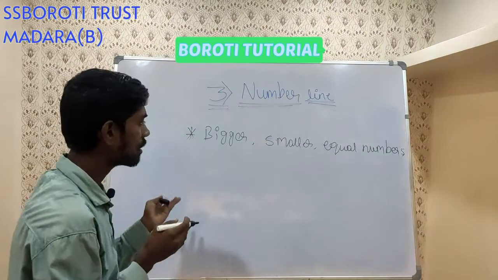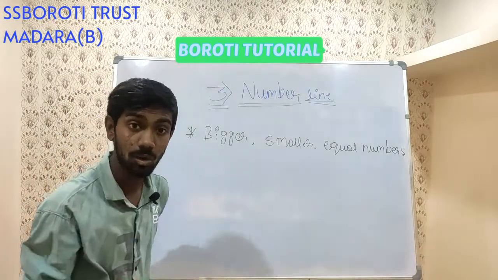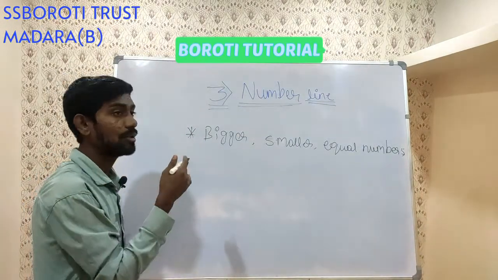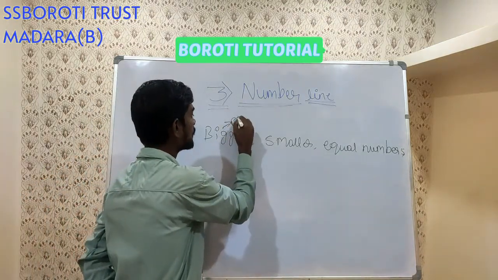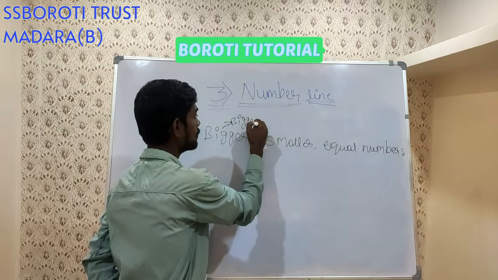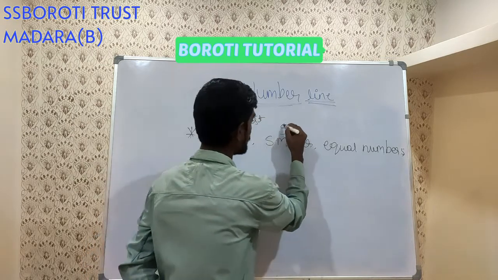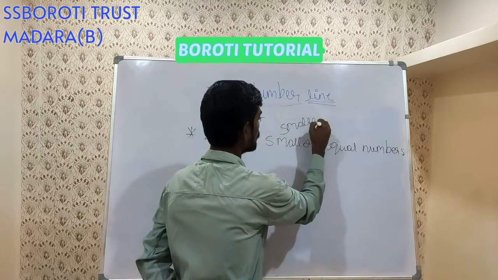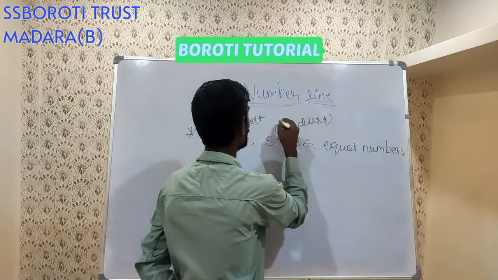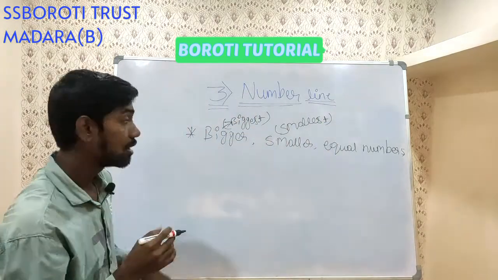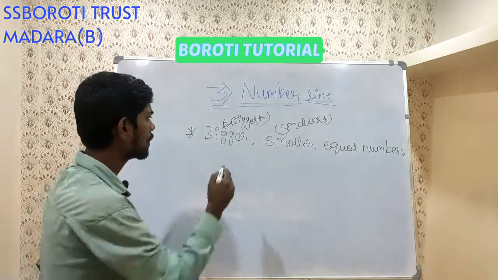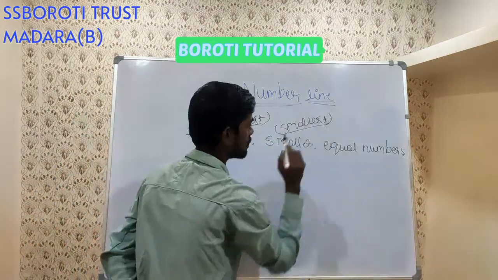First, we have to find whether a number is bigger or smaller, or whether the numbers are equal. If the given numbers are 3 or more, then we have to find the biggest number, and we can also find the smallest number. If 2 numbers are given, you can find the bigger and smaller. If more than 2 numbers are given, it can be 3, 4, whatever, you can find the biggest among them and the smallest among them. I will tell you here.